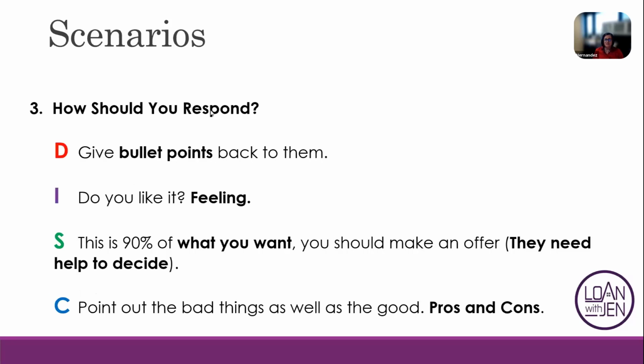Okay. Now the next question is, how should you respond? Like you, with whatever your personality is, how should you respond to a D who's like square foot, price, blah, blah, blah? You give bullet points right back to them. You talk to them like they're talking to you. The I, if you know that they're an I, you keep asking them about feelings, how they like it, the color scheme, blah, blah, blah.